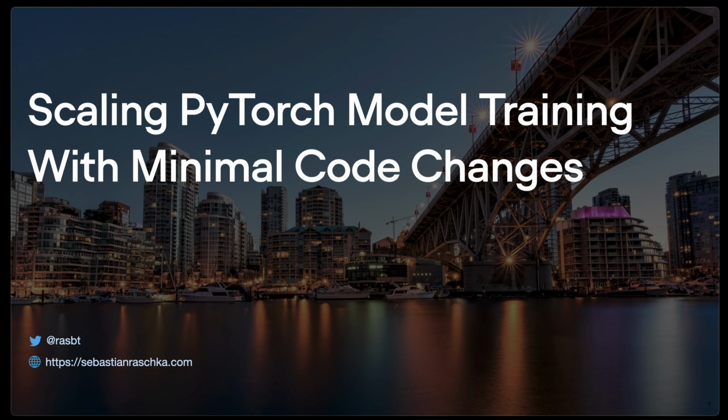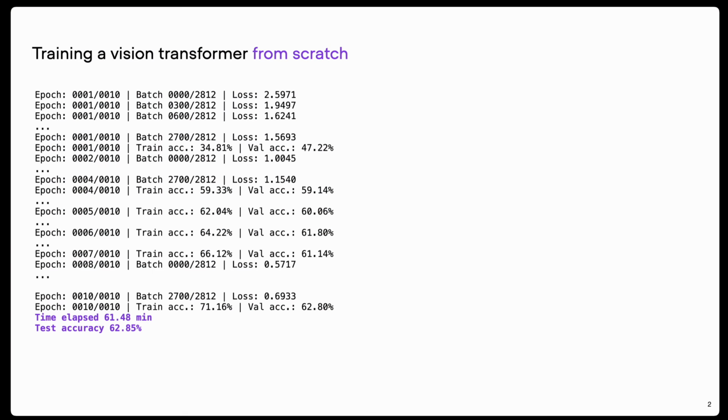Yeah, hi everyone. So today I want to talk about scaling PyTorch model training with minimal code changes. I want to show you a few tips and tricks for how we can make our PyTorch models train much faster without having to put too much effort into changing the code. We will take an example here, a vision transformer that I trained from scratch.